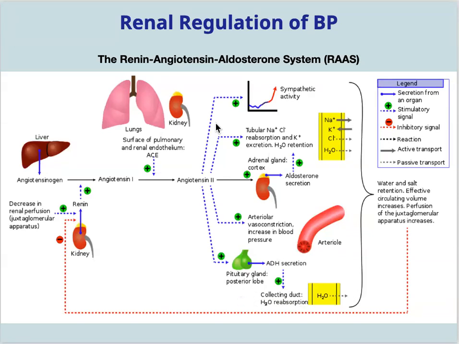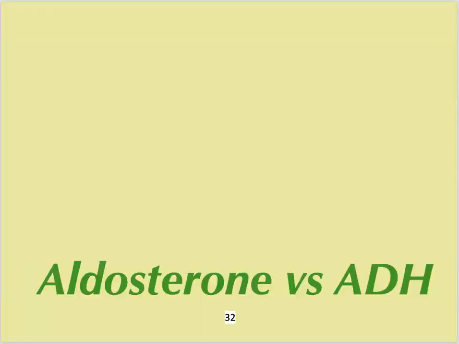In any case, all of these series of events result in water and salt retention, and this effectively increases the circulating volume. Okay, so there's more volume in your blood vessels, and that means increased blood pressure. Okay, and this will then act to feed back to negatively inhibit, or produce a negative feedback, back at the starting point on renin secretion. We're now going to do a side-by-side comparison of aldosterone and ADH.